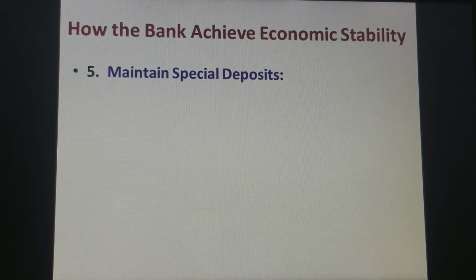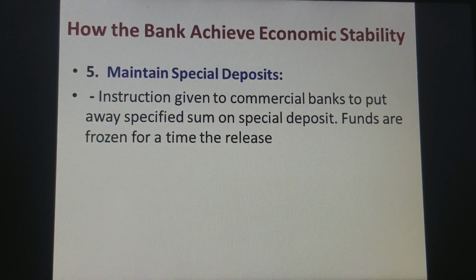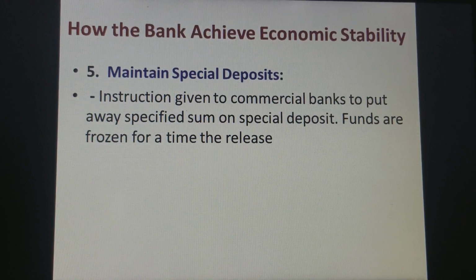Fifth, maintain special deposits. Instructions given to commercial banks to put away specified sums of special deposit, right? Now funds are frozen for a time and then it is released. So again, this is a means of asking the commercial banks to deposit more money with them for a period of time to kind of control money supply.